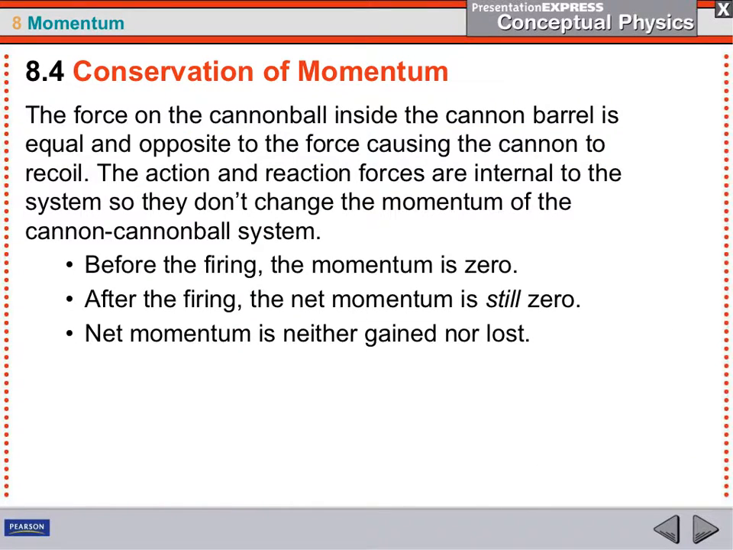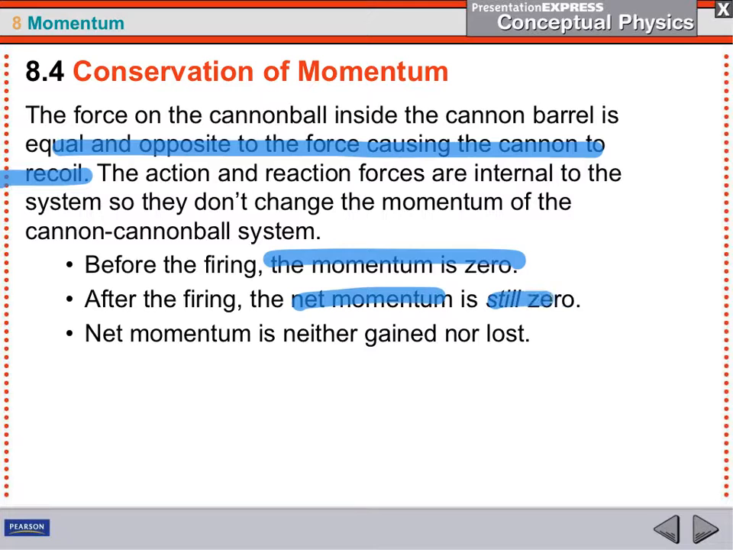The force on the cannonball inside the cannon barrel is equal and opposite to the force causing the cannon to recoil. The action and reaction forces are internal to the system, so they don't change the momentum of the cannon-cannonball system. Before firing, the momentum is 0. After firing, the net momentum is still 0. Net momentum is neither gained nor lost.